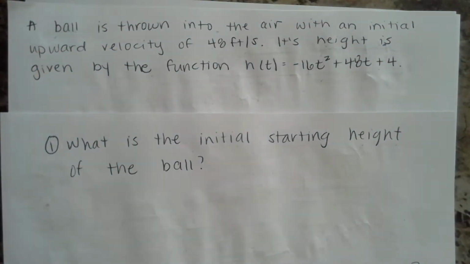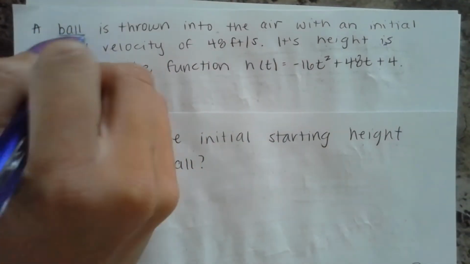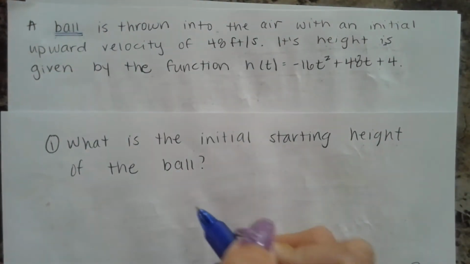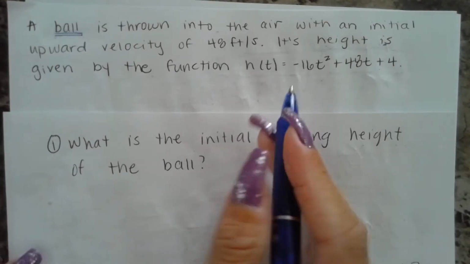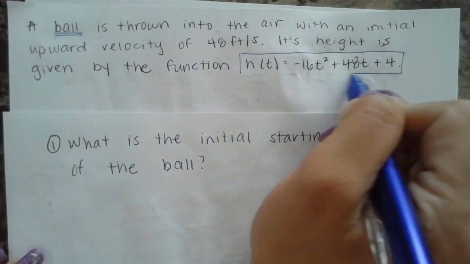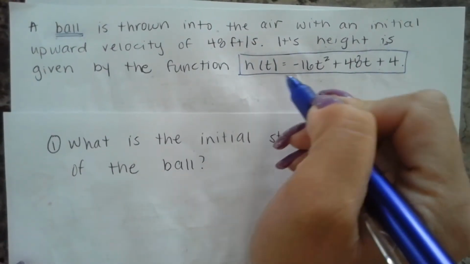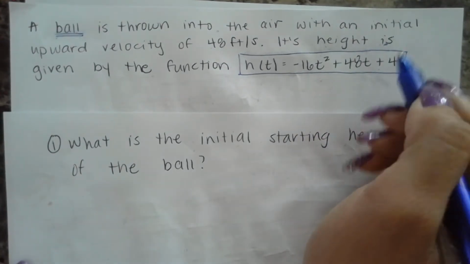Okay, so let's figure out the context. We are talking about a ball. So a ball is being thrown, okay? And another important aspect, no question has been asked yet, but the actual equation is really important. So h of t equals negative 16t squared plus 48t plus 4.